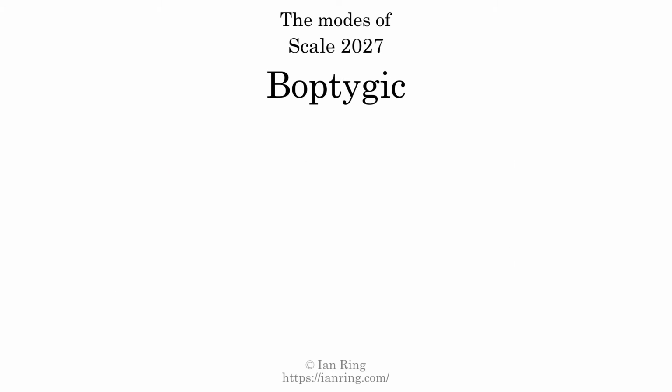This scale has 9 modes. The first mode is itself. The second mode is Scale 3061, also known as Boptygic. It sounds like this.